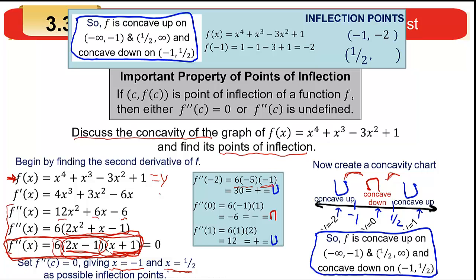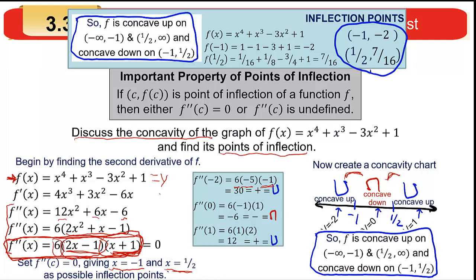Plugging 1/2 in, just be careful. When you raise 1/2 to the 4th power, you get 1/16. 3rd power, you get 1/8, and so on. I won't follow the arithmetic through there, but you have to get a common denominator in the end to add and subtract those fractions, but you end up with 7/16. So your inflection points are -1, -2, and 1/2, 7/16.